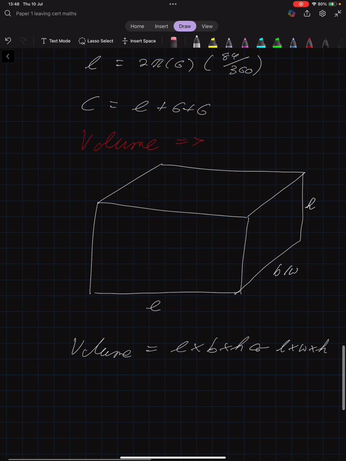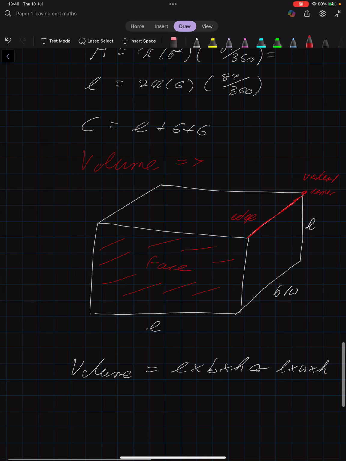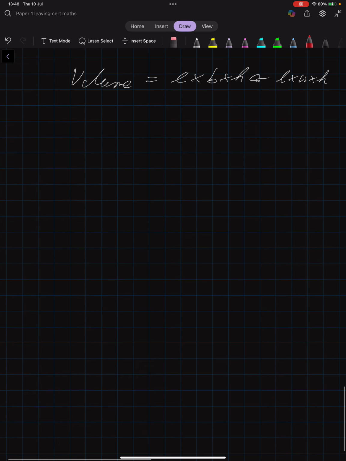Okay? So now this thing here, this is called an edge. This here is called a vertex or a corner. And then this thing here, that's called a face. Okay, so they might just ask you in a question, how many faces does this shape have? In this case, you would say 6. Because you have a front, you have a back, you have a right, you have a left, you have a top, and you have a bottom. Okay? So that is kind of all that's important there.